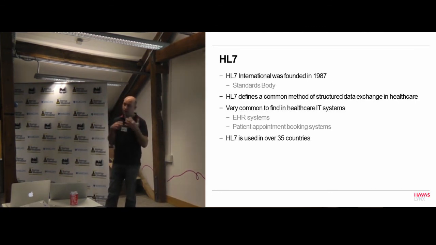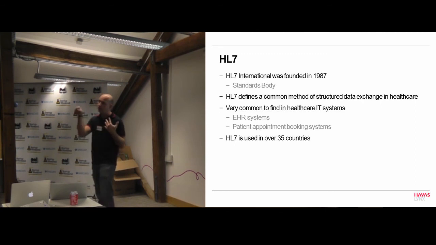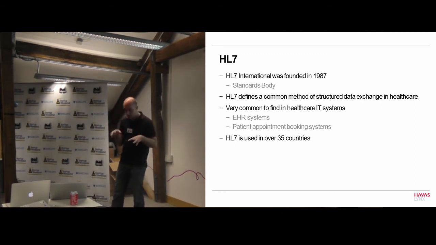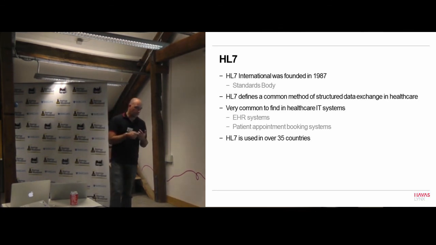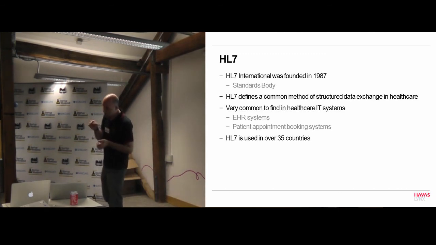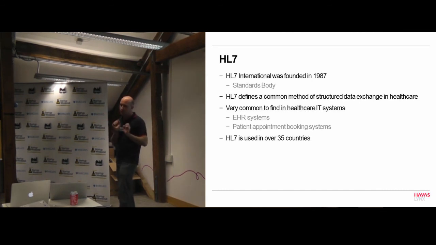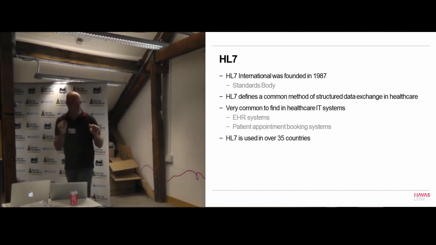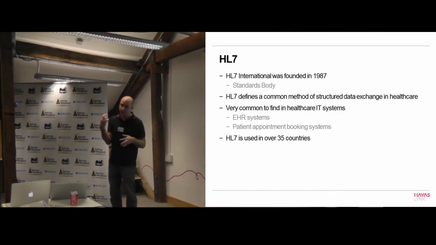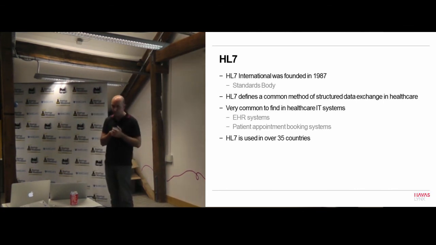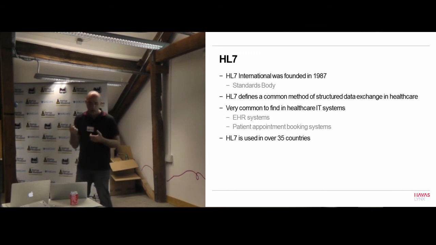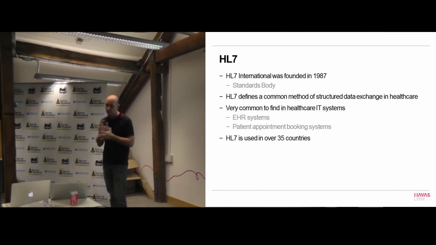What HL7 as an organisation also does is bring in lots of folks to work within it, from a range of healthcare and technology backgrounds, to help build these standards. They also partition themselves up into working groups, so certain groups look after certain areas of the specification and standard, formed by different members. As a data exchange format, it's very common to find in healthcare IT systems, and pretty prevalent in the NHS. It's used in approximately 35 countries around the world, and given that it was first founded in 1987, its prevalence is growing and growing.